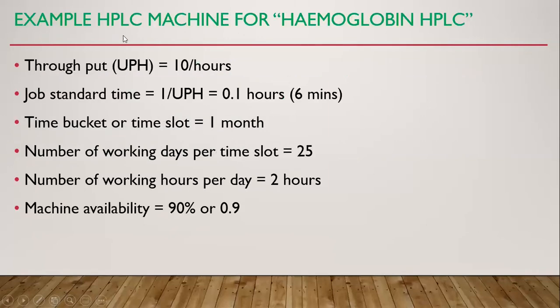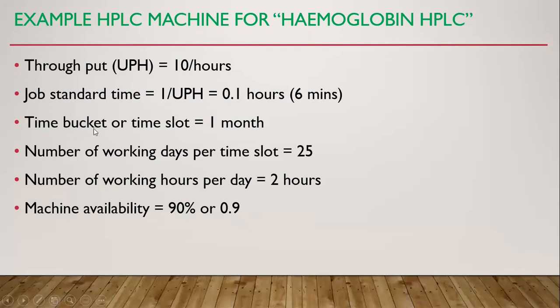So let us see, there is an HPLC machine for hemoglobin, high performance liquid chromatography or HPLC. Let us say the throughput of the machine available, that is units produced per hour, is 10 samples per hour. So it runs 10 samples per hour. For one sample, the time required, which is also known as job standard time, is equal to 1 divided by UPH, which is equal to 0.1 hours or 6 minutes for one sample. So in terms of hours, it is 0.1.